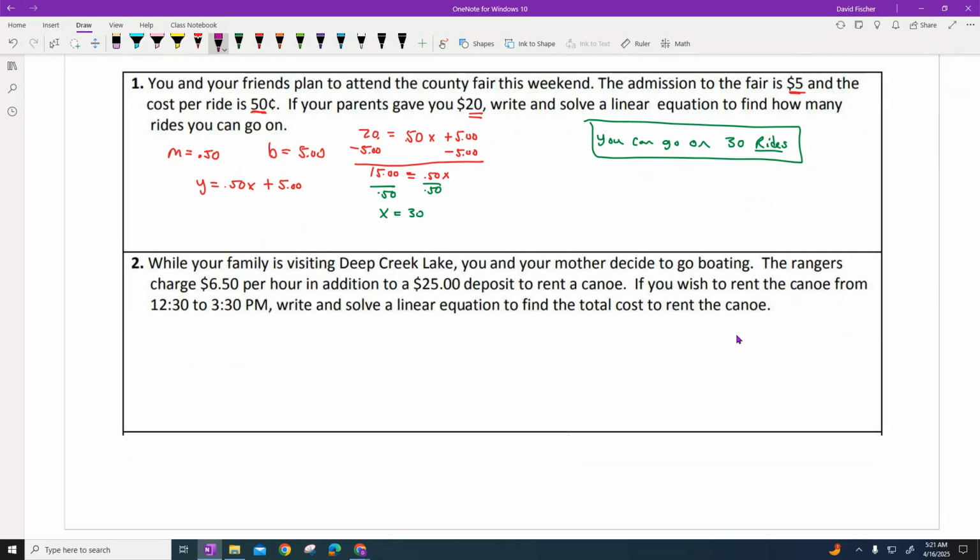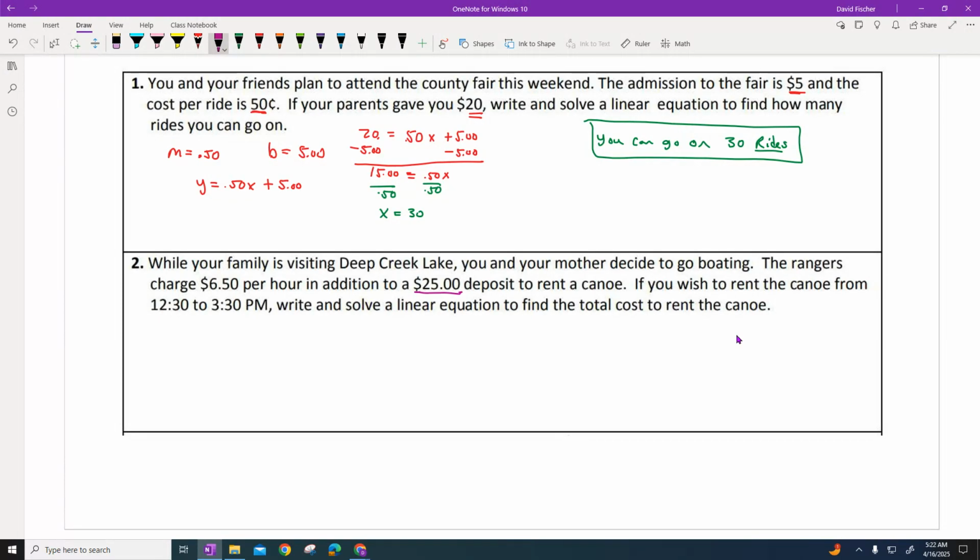While your family is visiting Deep Creek Lake, you and your mother decide to go boating. The rangers charge $6.50 for every hour, and you have a $25 deposit to rent a canoe. So a lot of times when you rent things, you walk in the door and say, give me a certain amount of money. Well, that's the money right there that I want to give, and I'm not going to give back, no matter how much I rent the canoe.